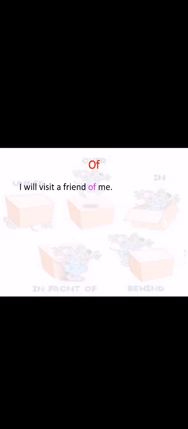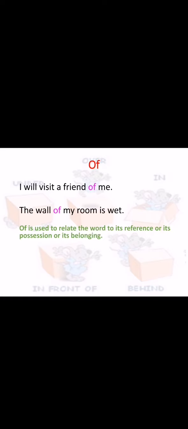Visit a friend of me. The wall of my room is wet. Of is used to relate the word to its reference or its possession or its belonging. Friend belongs to me. Wall refers to my room.